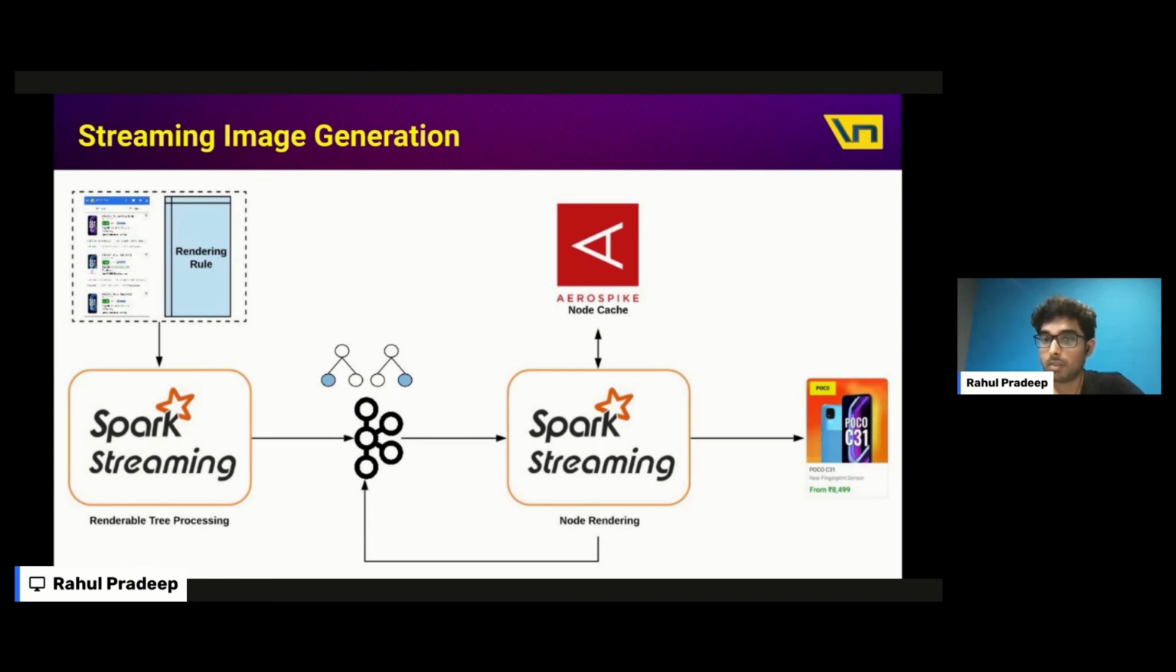We put them in topics, and these are consumed in parallel in your node rendering Spark streaming job. Each of them is processed and then updated in the cache. Once both of these children are done, the root is up for processing and it's put back into the same Kafka topic. In this way, we use this looping kind of architecture to render a multi-level tree as well. So it scales to multiple levels and much more complex images as well.